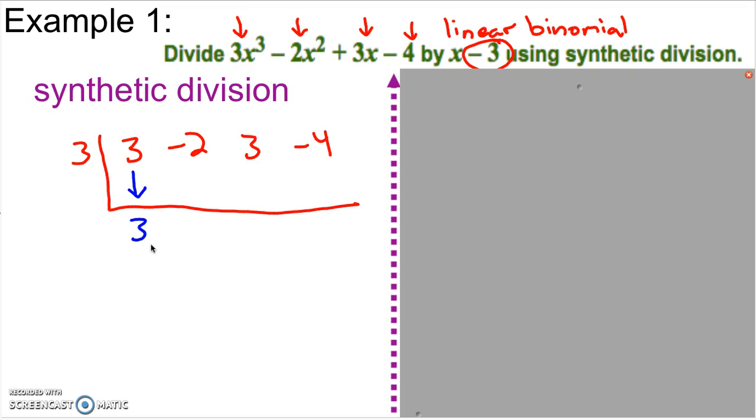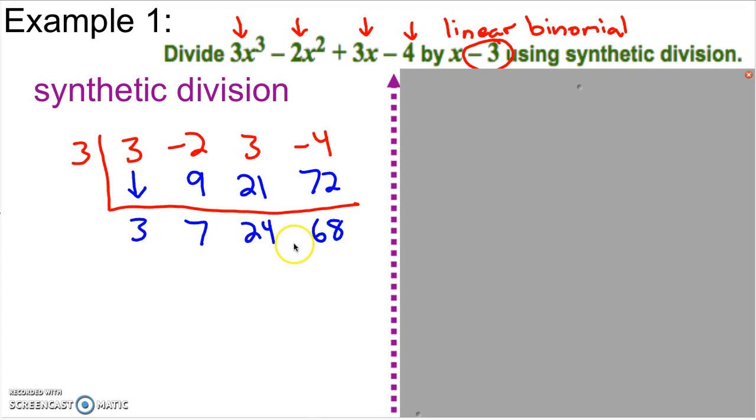All the math that's involved here is multiplying and adding. We take our divisor number out here and we multiply it times the 3 we brought down. 3 times 3 is 9. You put your answer here and you add down. This gives us 7. We again multiply by this 3 outside the L, and that gives us 21. Our answer goes in here and we add down. We multiply 24 times the 3 outside the L. We get 72 and we add down.